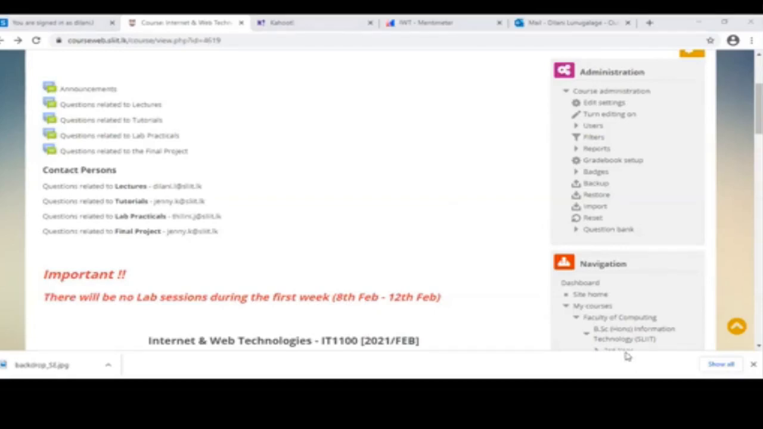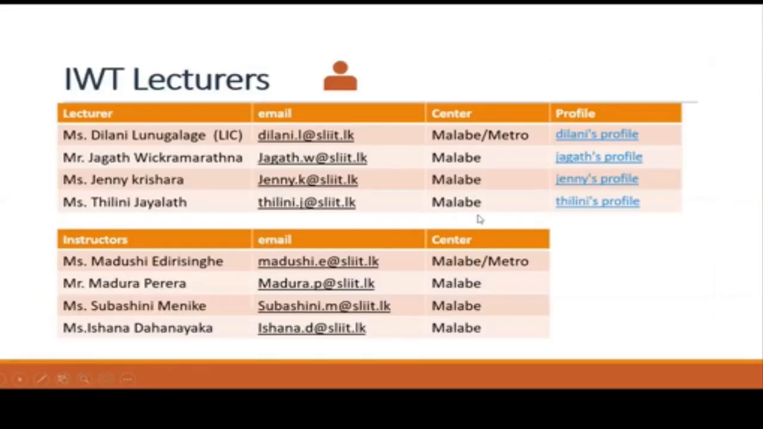Back to the lecture. These are the instructors we have right now. There will be some new recruits as well. For the time being, students, we have Madhushi, Madhura, Subhashini, and Ishana. Subhashini is the lead instructor for this IWT module. So during the labs, also you can contact Subhashini.